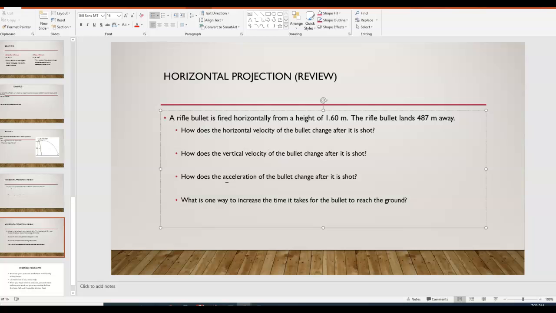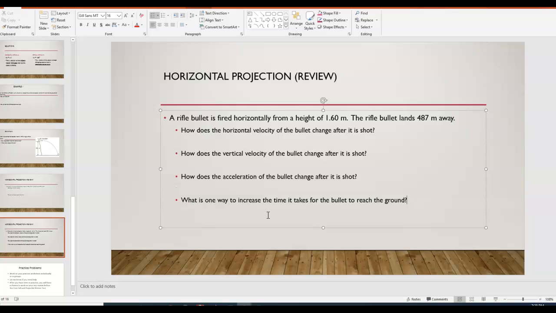The acceleration of the bullet is also not going to change. It's also going to stay constant. So this one and this one are both going to remain constant because the bullet is in free fall. You have constant acceleration due to gravity, so the acceleration is not going to change.